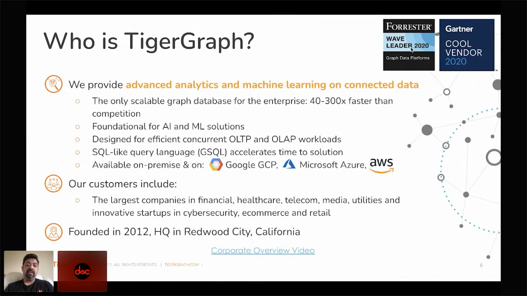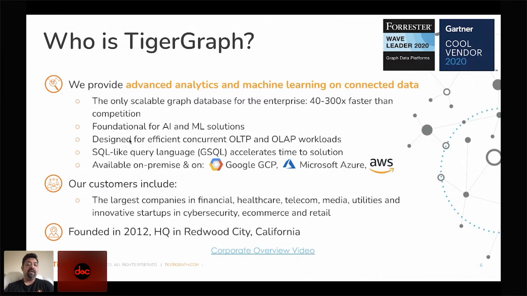We are a leader in the Forrester Wave report. If you go to TigerGraph.com, you can easily find the Forrester Wave report there, where we are rated as the leader in 9 key categories for enterprise graph databases. We were also named Cool Vendor by Gartner in 2020. It's always nice to be recognized. We are foundational for AI and machine learning solutions at our customers.